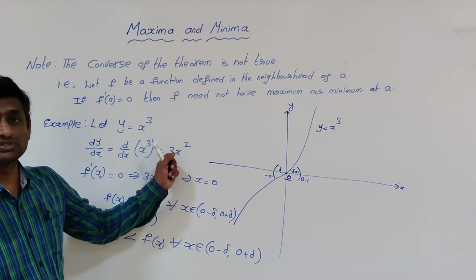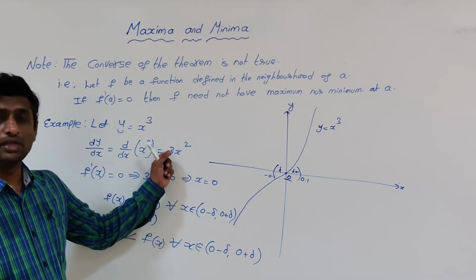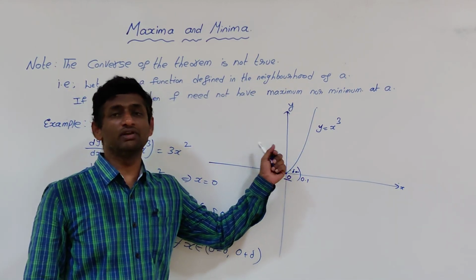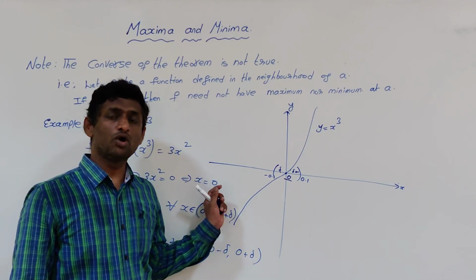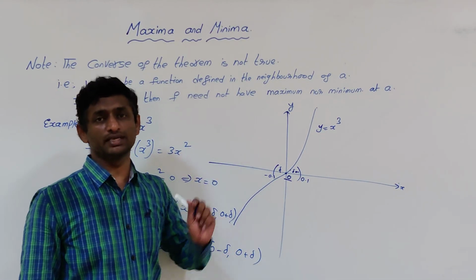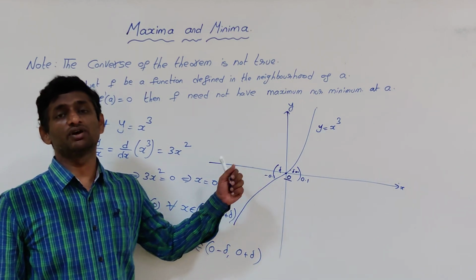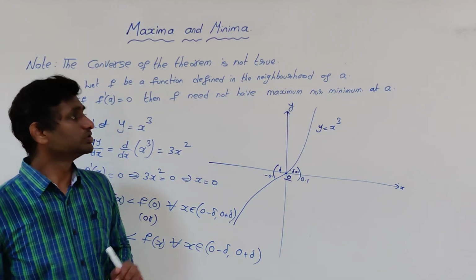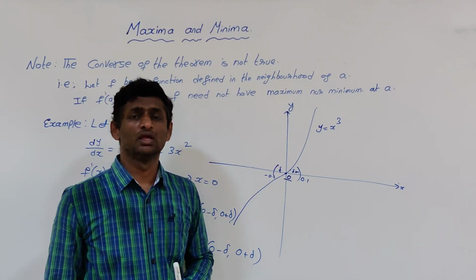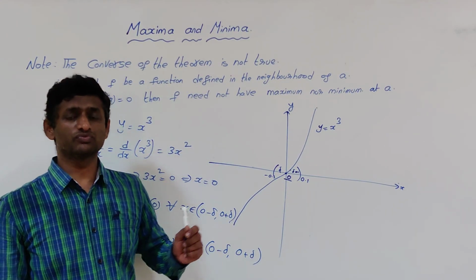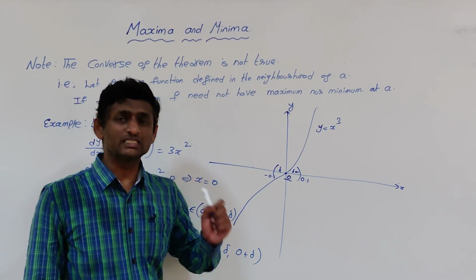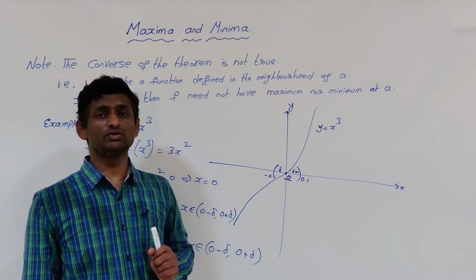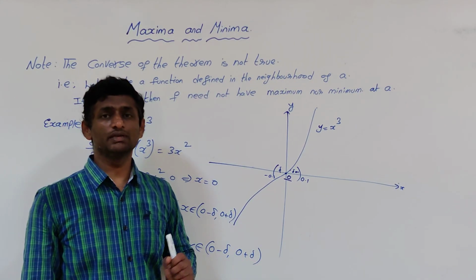So that is the converse of the theorem. If a function has a maximum, then at that point the derivative will be 0. But the converse is not true in all cases. If the derivative is 0, then the function may or may not have a maximum or minimum. Based on this, in the next session we will try to find the maximum and minimum by using the first derivative test, and we will go for the problems. Thank you.